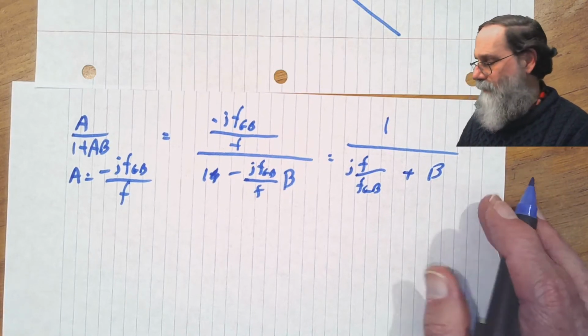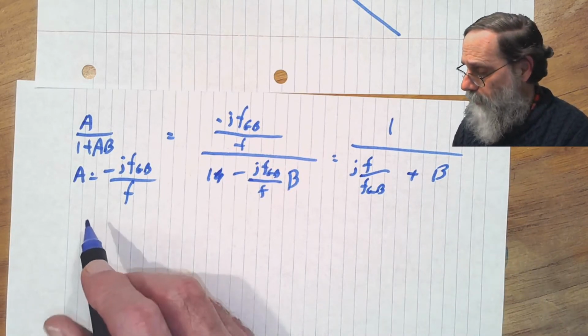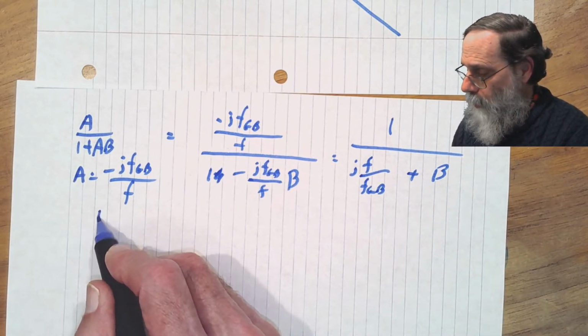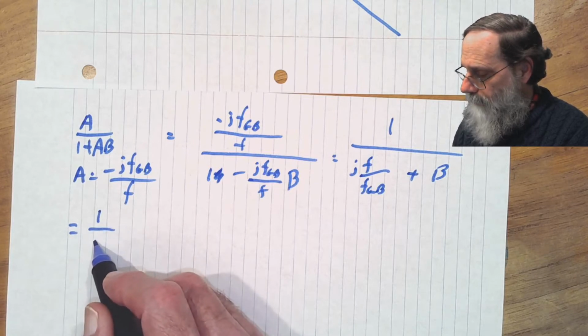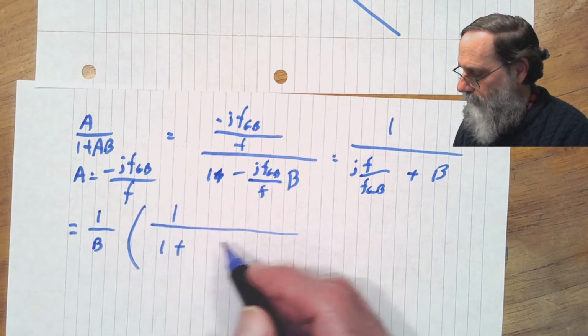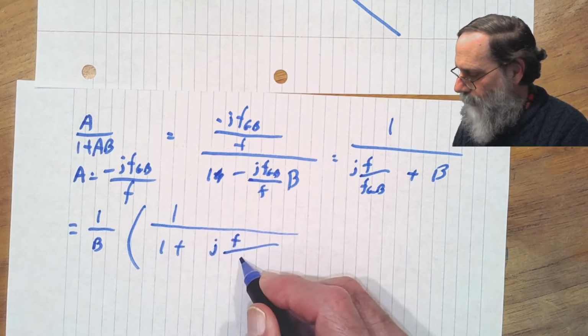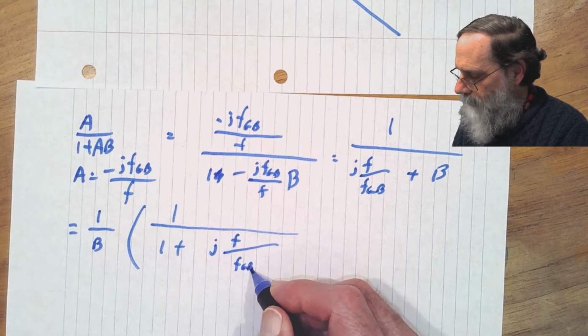And that looks fairly reasonable, but I actually want to do one more thing here, and that is I want to take it to be equal to 1 over B times 1 over 1 plus JF over FGB times B.